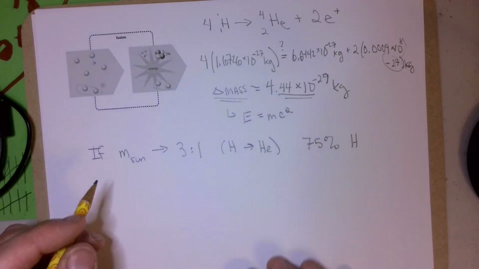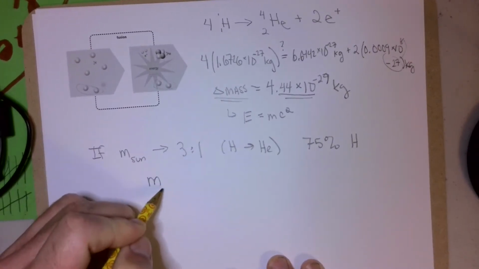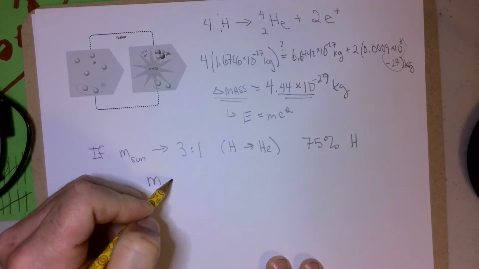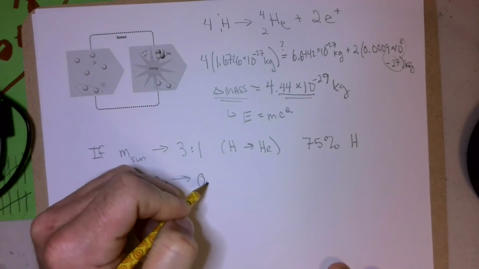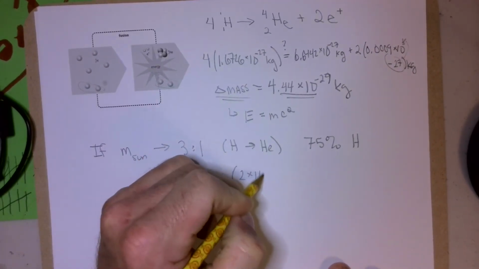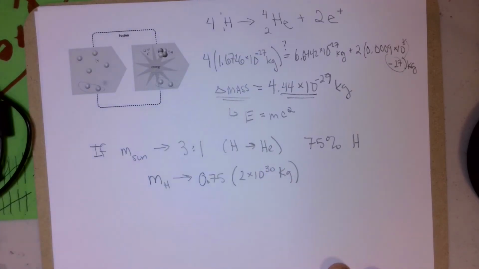So if I wanted to figure that out, I would say that my mass of hydrogen, how many of those are in there in terms of kilograms, is 0.75, that's 75%, times 2 times 10 to the 30th kilograms. That's given as the mass of the sun.